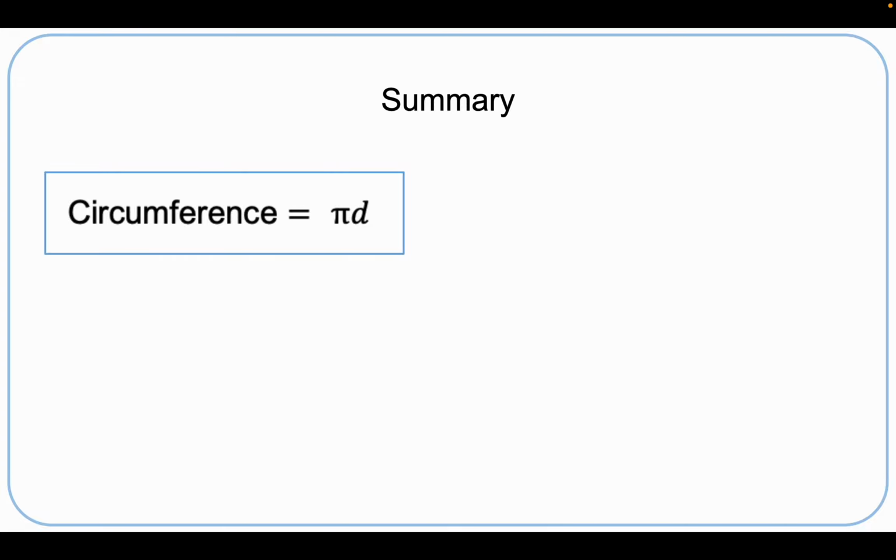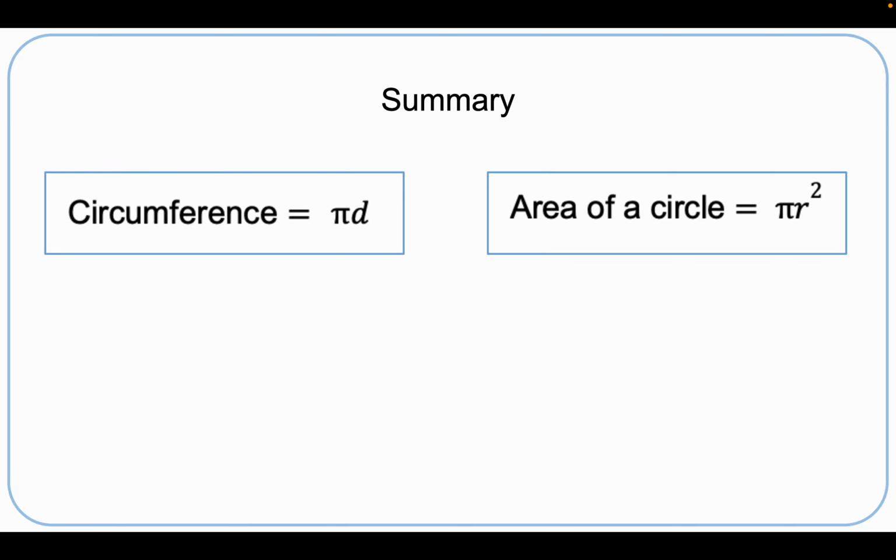Okay, so in summary, just remember these formulas for circles. The circumference, the distance around the circle, is pi times diameter, and the area of a circle is pi times the radius squared.